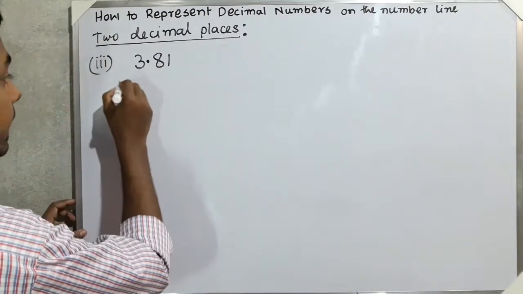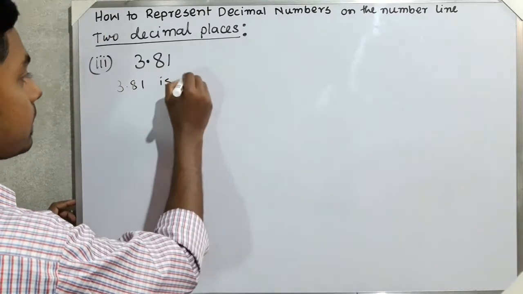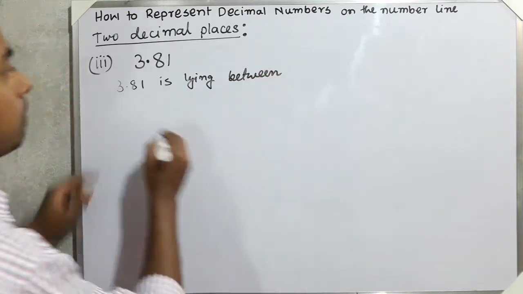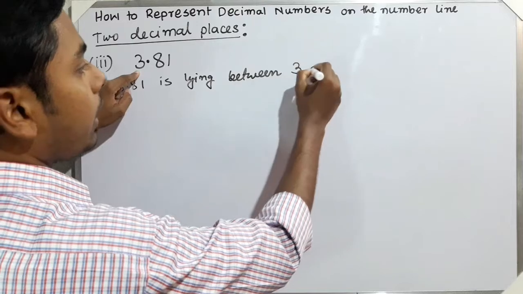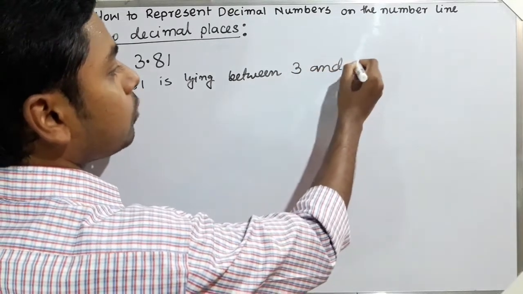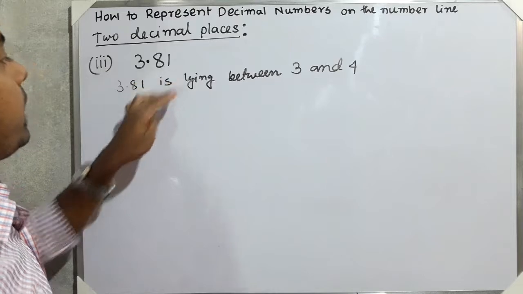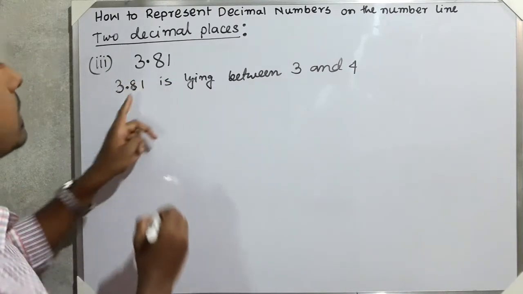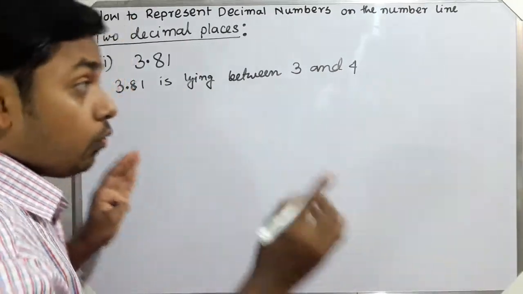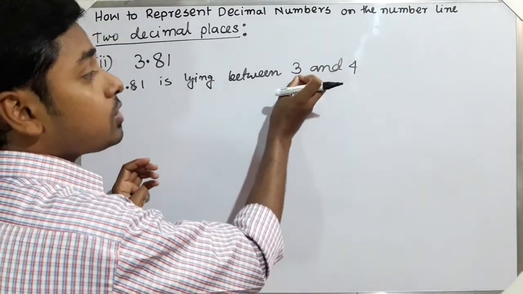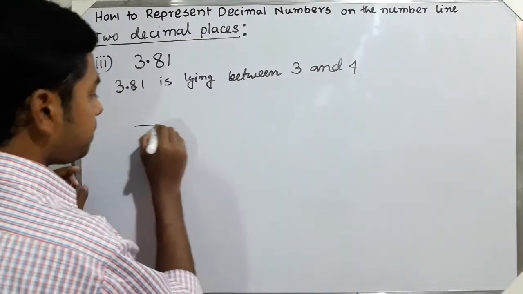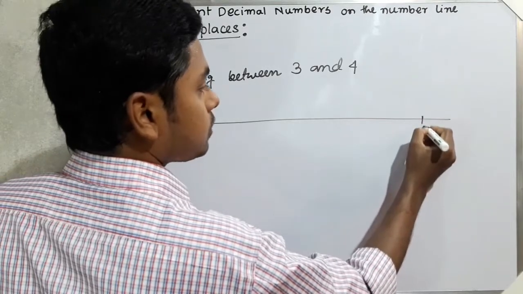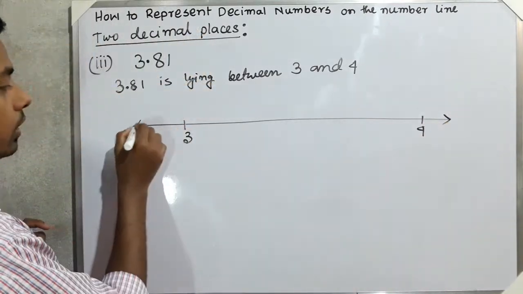So clearly we can tell 3.81 is lying between which two numbers? This 3, and after 3 it will come what? 4. So 3.81 is lying between 3 and 4. So now we have to show the distance between 3 and 4 only. Clear? So here 3, suppose here 4, arrow.